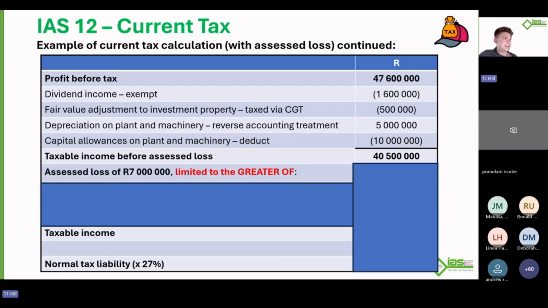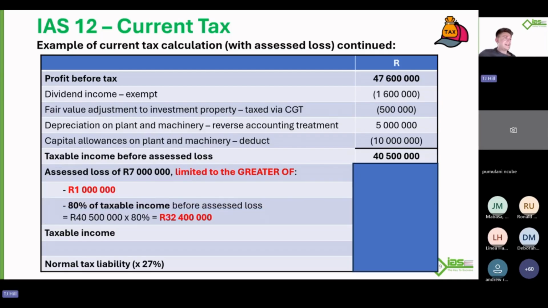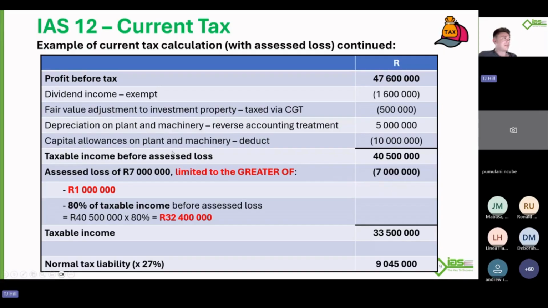Okay, so let's look at that here. So I have the 7, and it is limited to the greater of these two amounts: 1 million and 80% of the taxable income before the assessed loss. Now look at it: of the 1 million and the 32.4 million, the higher is 32.4, which is my limit. Do you see that the loss is 7, which is less than the 32?